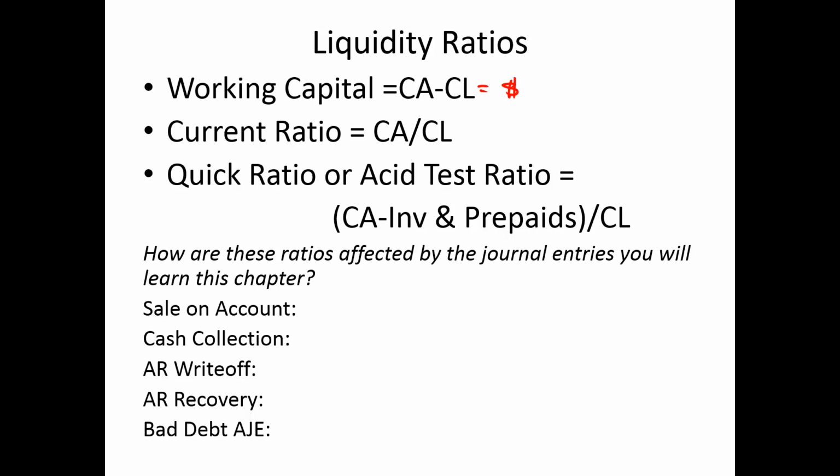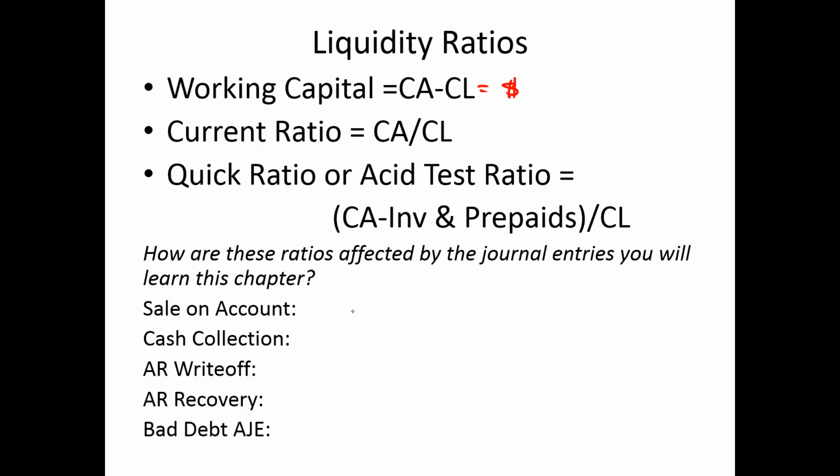The current ratio, which is current assets over current liabilities, and the quick or acid test ratio, which is the current assets minus inventory and prepaids. Or another way to say it, it's cash, marketable securities, and accounts receivable, which are our quick assets. In other words, we can quickly get cash from them over our current liabilities.